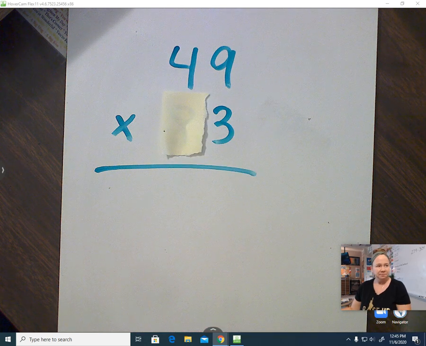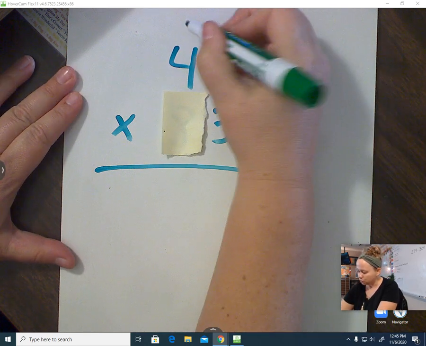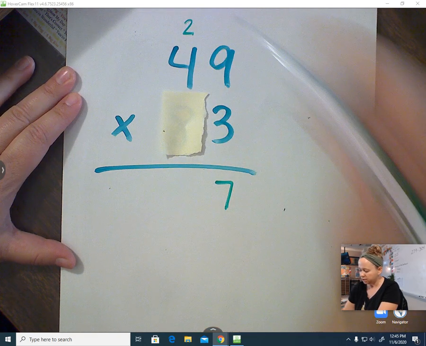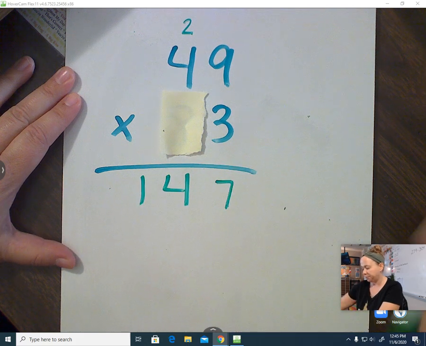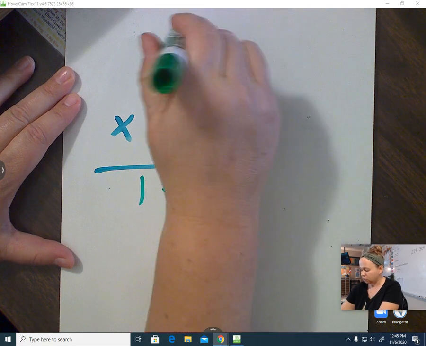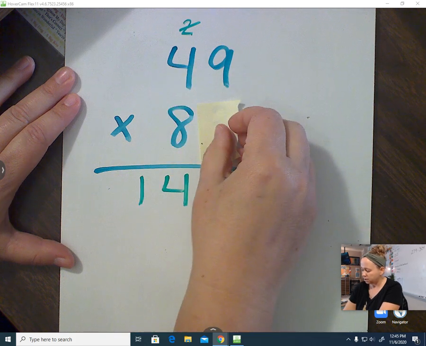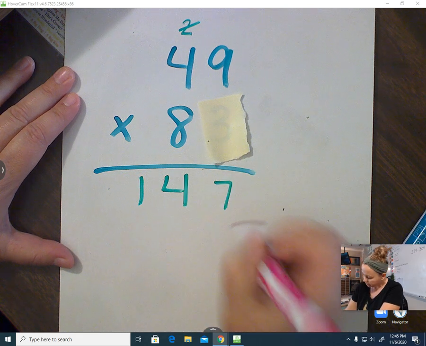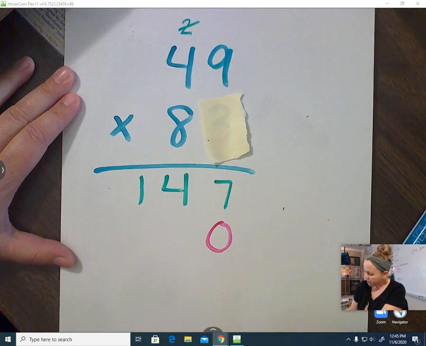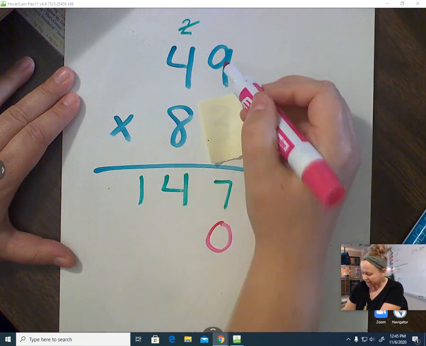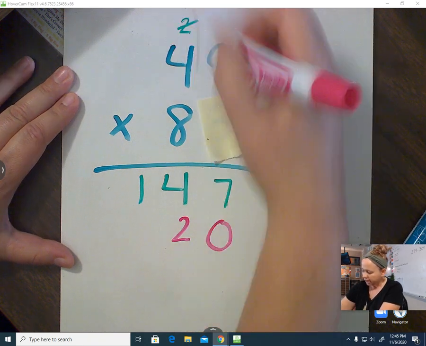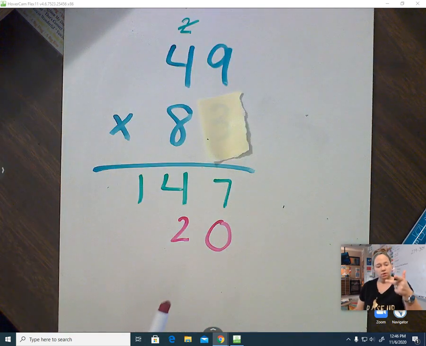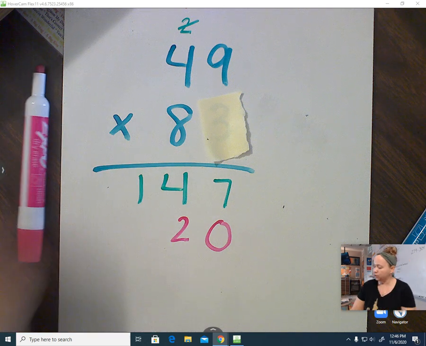Put it right there. All right, 9 times 3 is 27. 3 times 4 is 12, 13, 14, 147. Now, I want to cross this out. Don't forget to cross that out. I'm going to come over here, cover that up, and I'm going to multiply by 80, which means I'm going to put my 0 placeholder here. 8 times 9 is 72. 8 times 4 is 32, plus 7 is 39.